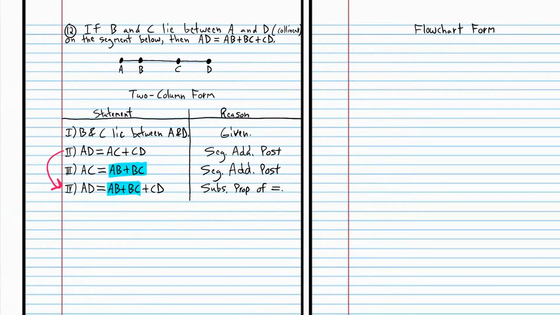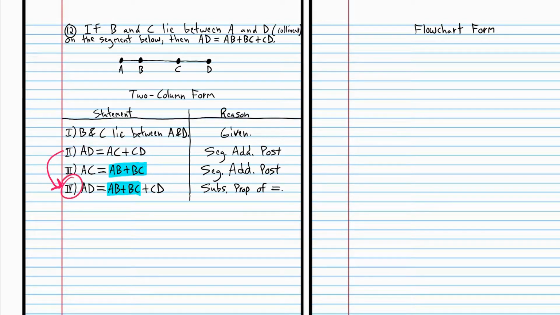So B and C lie between A and D, that's given information. We know that AD, this whole length, is equal to AC plus CD. That's step 2. That's the segment addition postulate. But we also know that AC, just taking AC by itself, AC must be equal to AB plus BC. That's step 3. Then we can take this blue part here, and we can substitute that in for AC. So we're using both of these equations to go to step 4.